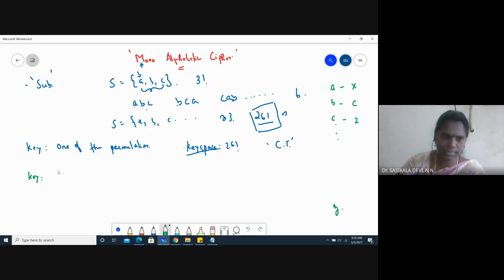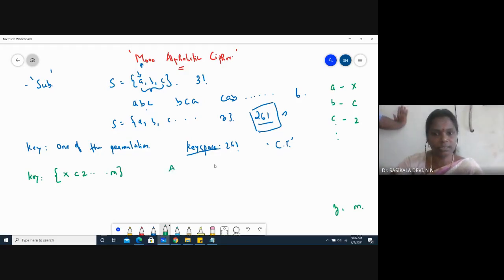So the key is the permutation. What is a key? X, C, Z, and so on. Let us assume this Z is replaced by Sandhya. Okay, so this is the key. This key is agreed between Alice and Bob.